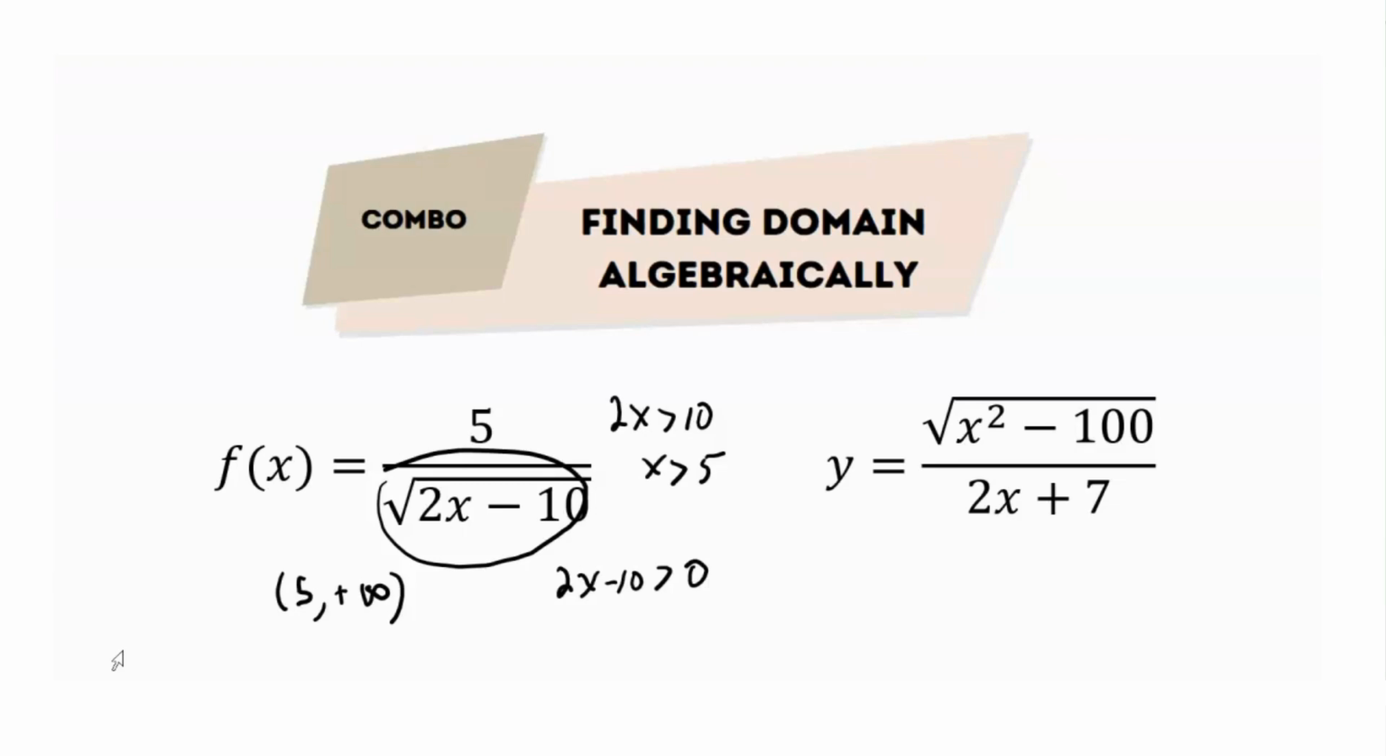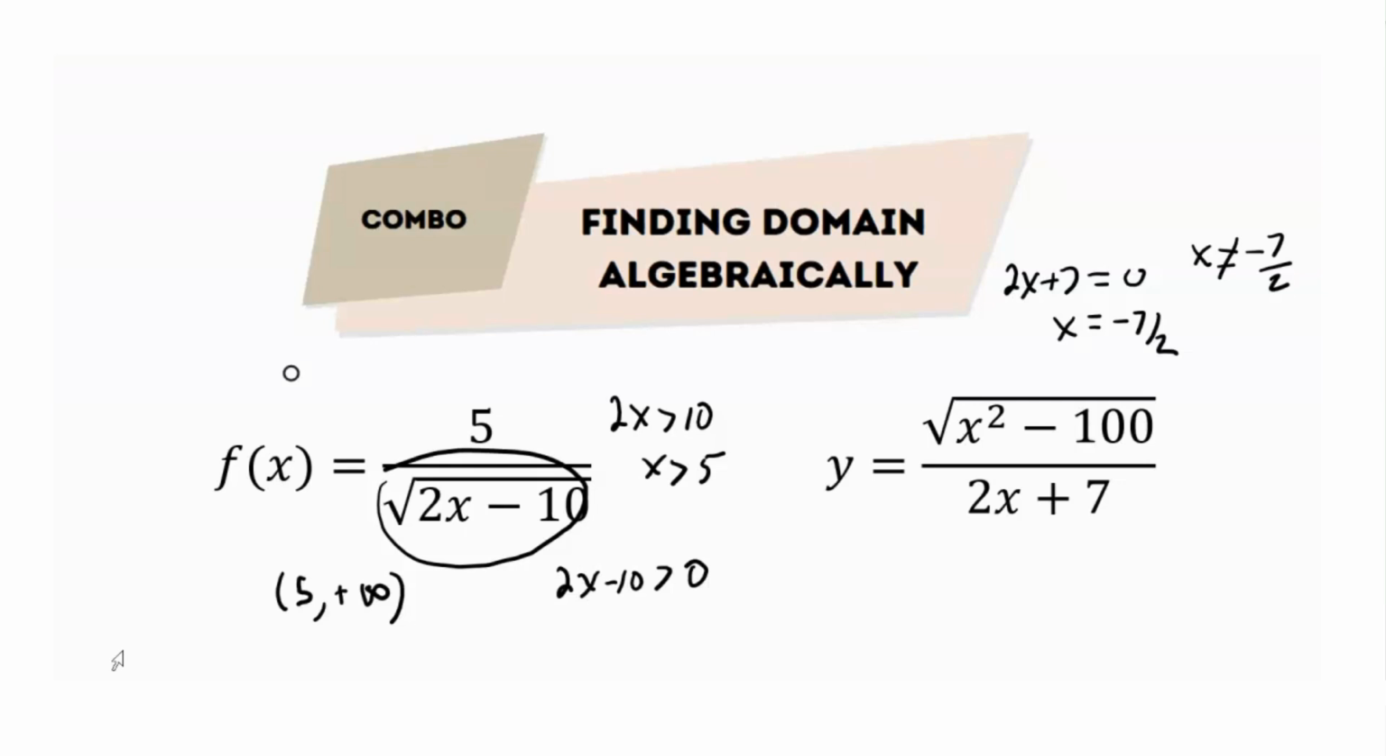Okay? Our next example, we have the radical in the numerator, and we have a 2x plus 7 in the denominator. So let's check the denominator first. That cannot equal 0. So 2x plus 7, when it does equal 0, x would equal negative 7 halves. That means negative 7 halves cannot be part of our domain.